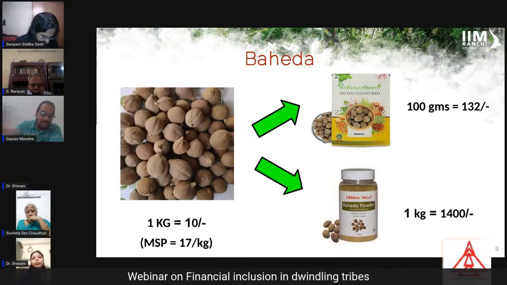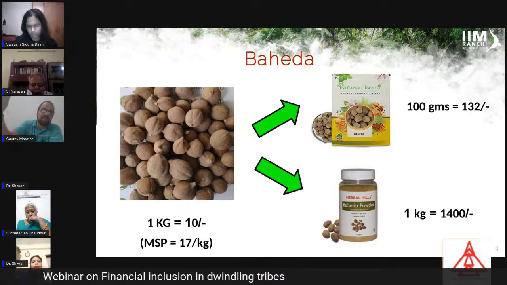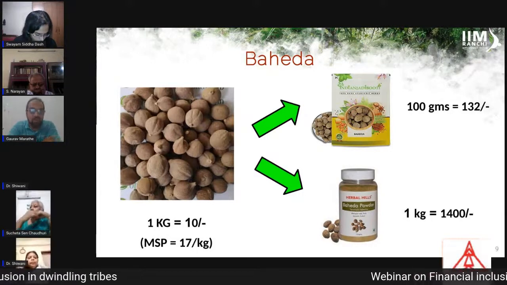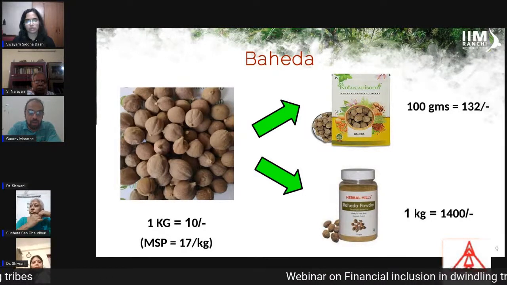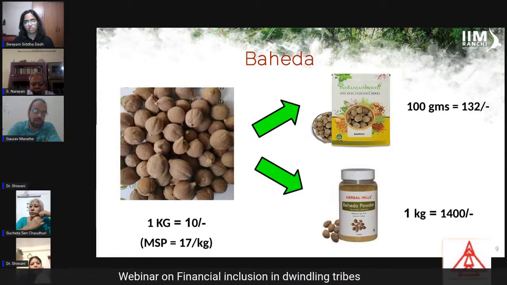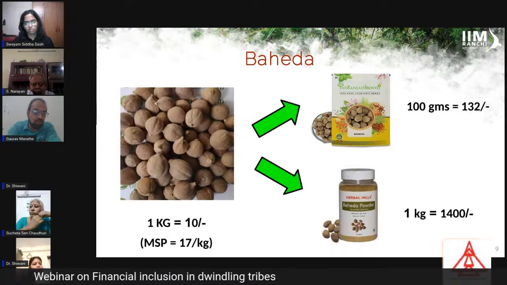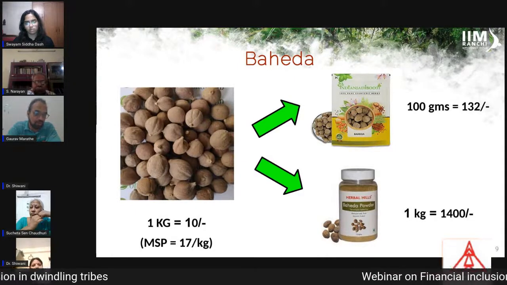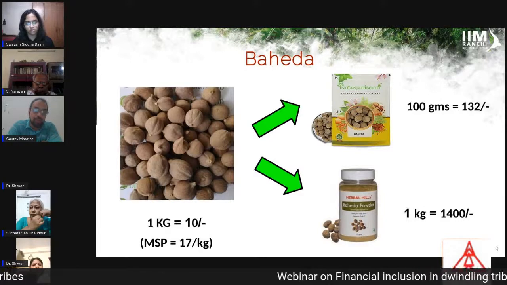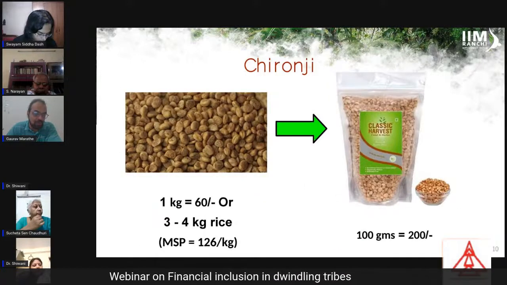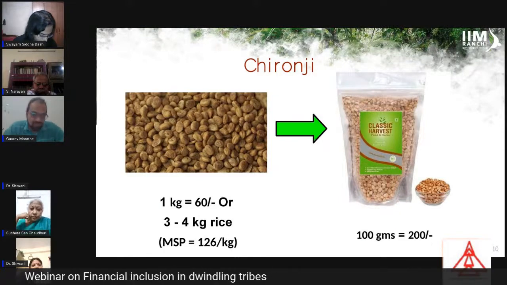So even if I don't add any value, if I just sell it at MSP, I have a higher value. And if I can add value and convert it into some kind of powder, there is a huge value. Baheda powder will go, 1 kg of powder can fetch 1,000 rupees. That's a huge value addition. Can we really pull this off? That is a question I would come to in the last part of my discussion.